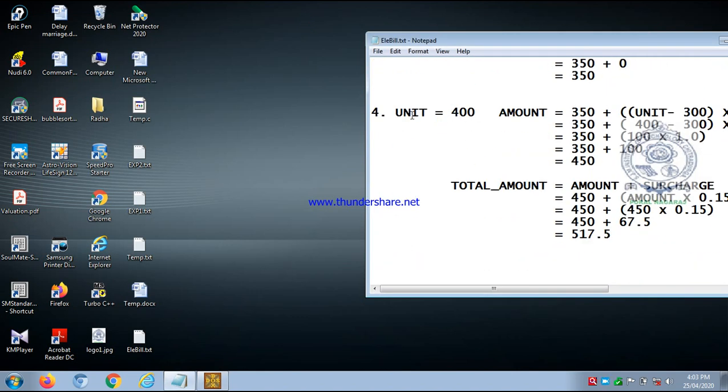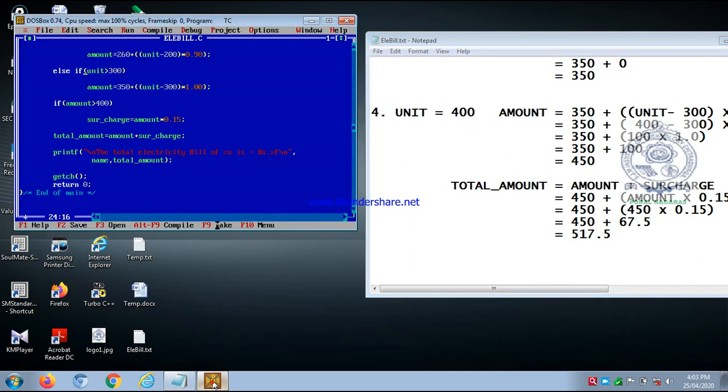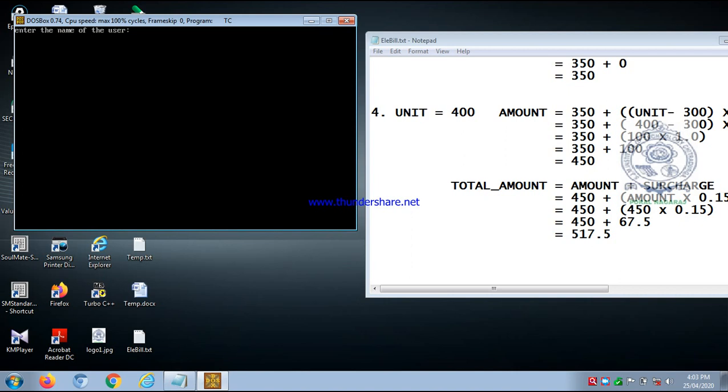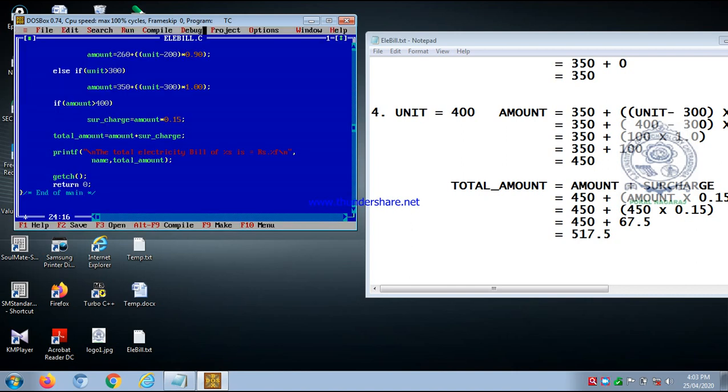So let us give 400. So for 400 units, what is the amount? 517.5, let us see if we get that. Enter the user, Sam. Total number of units, I am going to give 400. So the total electricity bill of Sam is rupees 517.5. See, you can observe here it is 517.5 computed. So this is how you can write the program to compute the electricity bill based on the user requirements. So this is your complete program.